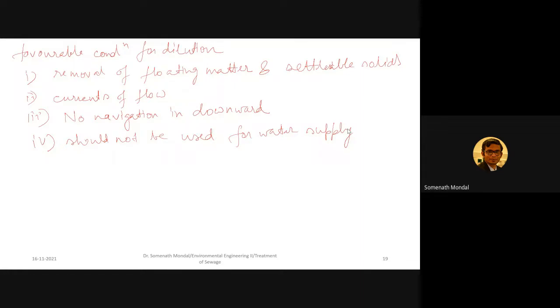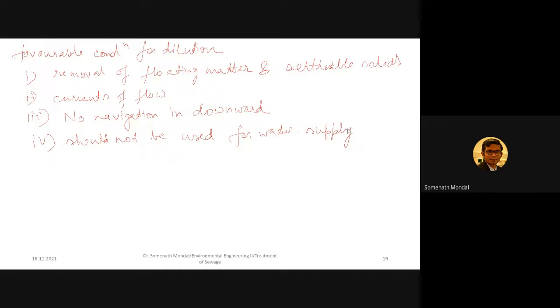Another important thing which has to be kept in mind is that while discharging sewage in a water body, it should be ascertained that the water is not polluted to such an extent that it becomes unfit for any other use. That part has to be kept in mind. Now, diluting water must be rich in oxygen content for dilution. Otherwise, there will again be higher oxygen demand, which we don't want.